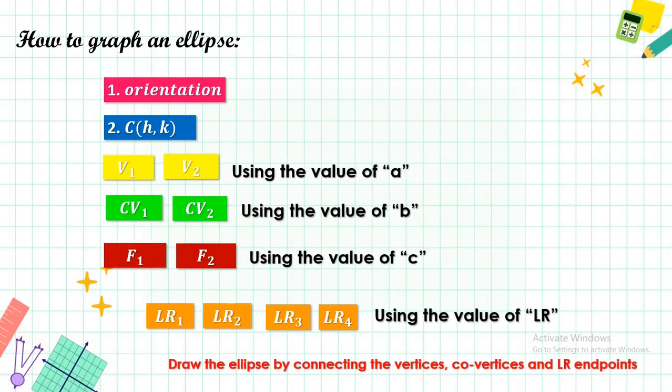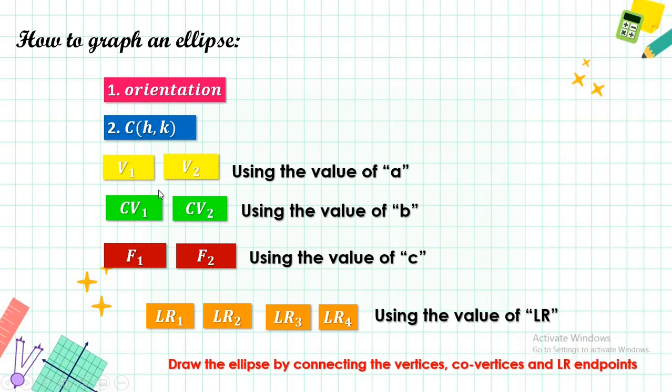I present to you the steps that I will be using in this video. First and foremost, we identify the orientation, then the center, because just like a circle, the center is the first one to be plotted in an ellipse. Next would be the vertices. To plot the vertices, we need to know the value of A. Now, if it is a horizontal ellipse, plotting the vertices will be to the left and right of the center. If it is vertical, then it will be up or down.